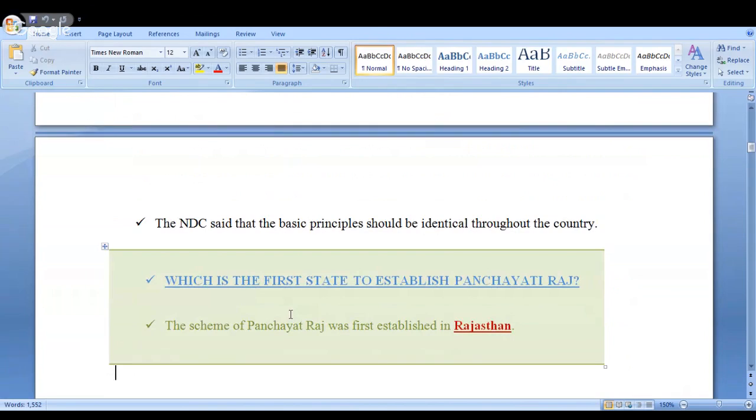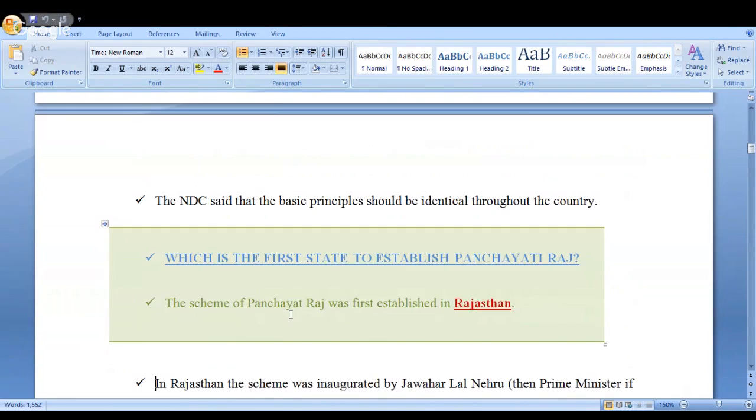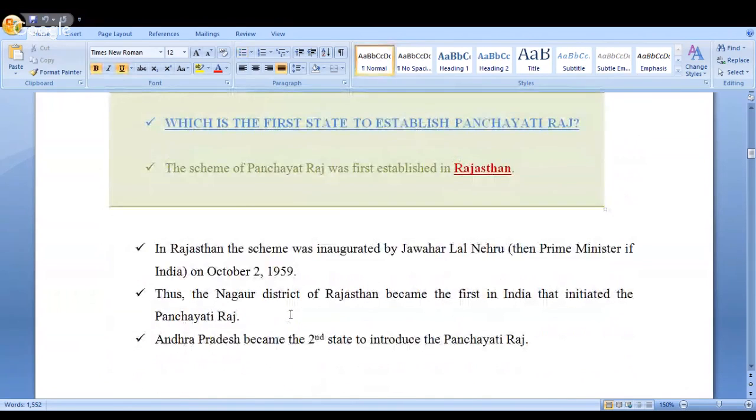Look at this. The National Development Council said that the basic principles should be identical throughout the country. Basic principles means every principle that should be aimed at for the development of the rural areas. Clear? And you can look at this point. We have already discussed this point. Next, I'm going further. Look at this. The scheme was inaugurated in Rajasthan, okay, and the district was Nagaur district in Rajasthan. Andhra Pradesh became the second state, right? So these points we have discussed.